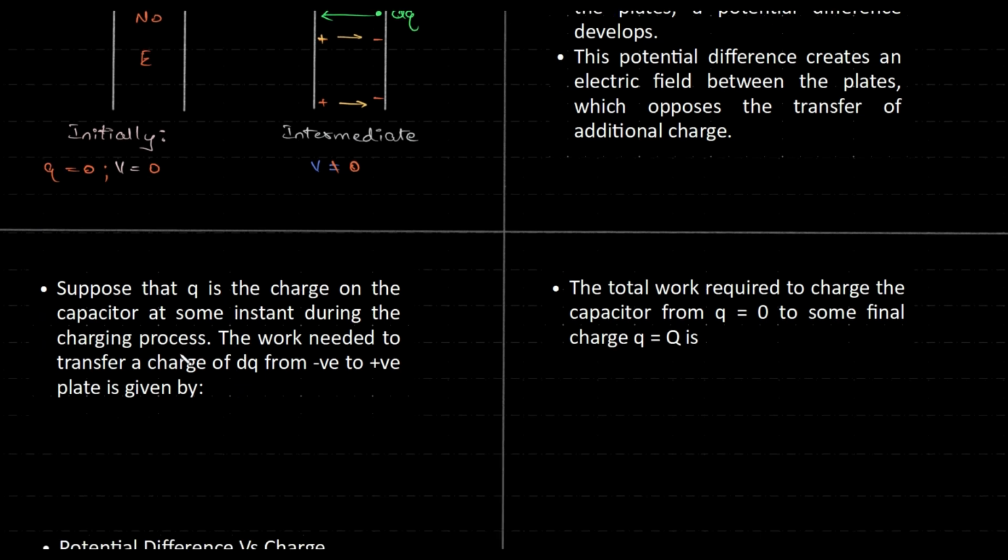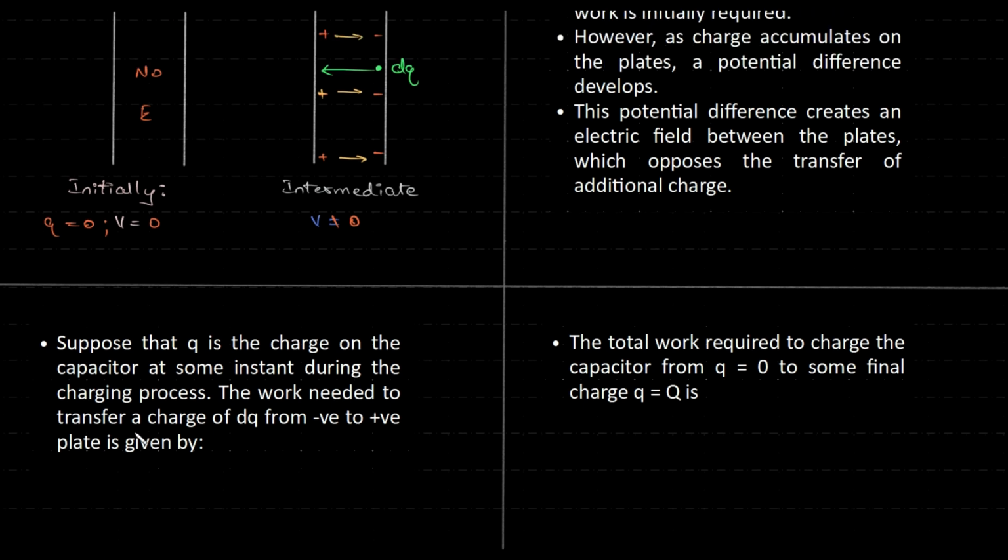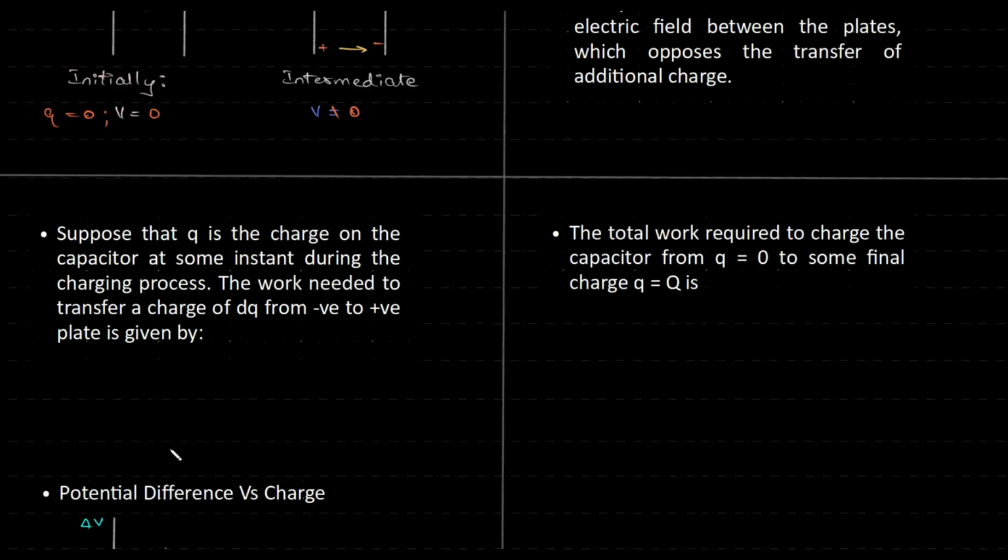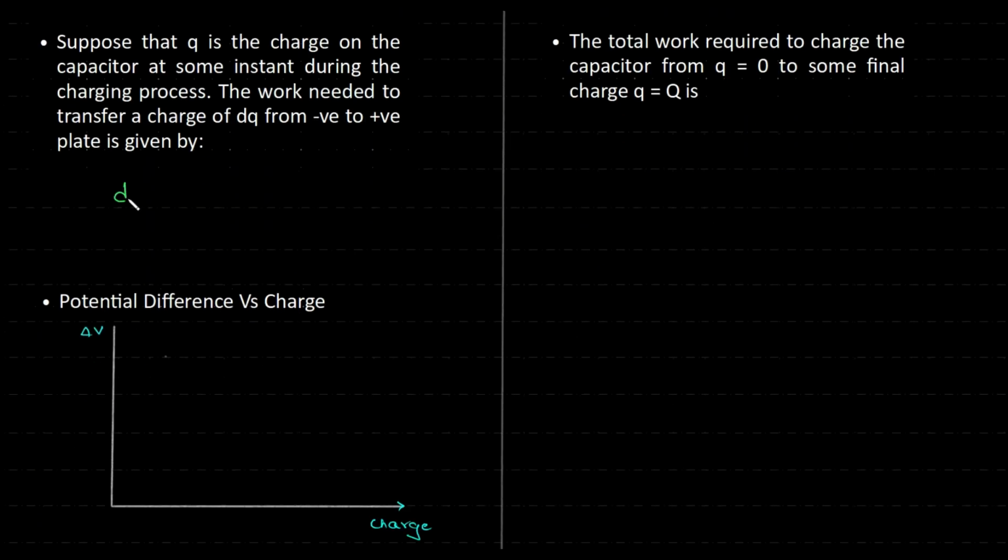At some instance during the charging process, the work needed to transfer a charge of dq from negative to positive plate is given by what? Well, we know that it will be equal to voltage at that intermediate level into dq. Where this voltage is equal to the charge at that instant of time divided by the capacitance of the capacitor, right? Right, guys? Okay, so we can further substitute it and we get a new expression.